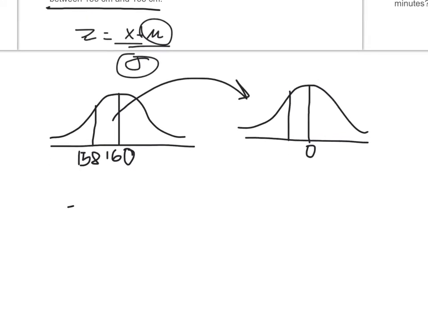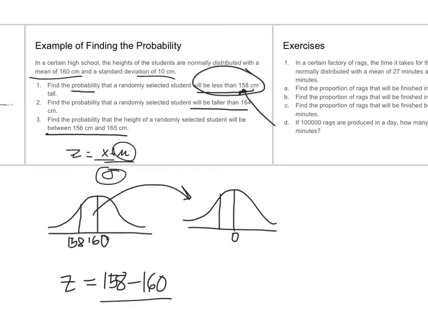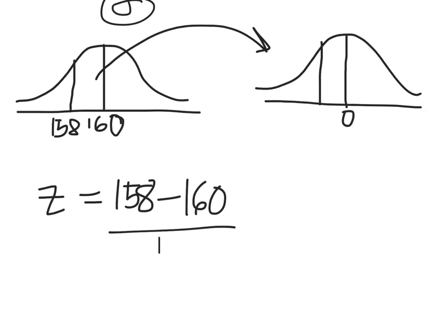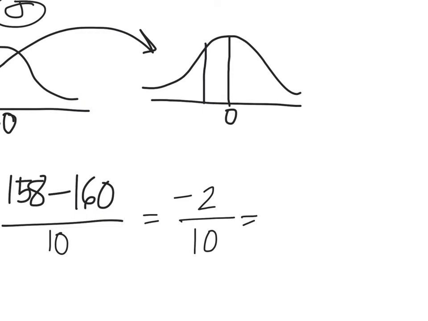To do that, we have z equals 158 minus 160 over the standard deviation, which is 10. So this is over 10. And this is 158 minus 160 is negative 2, and then divided by 10. Negative 2 divided by 10 is equal to negative 0.2. That's negative 0.20.